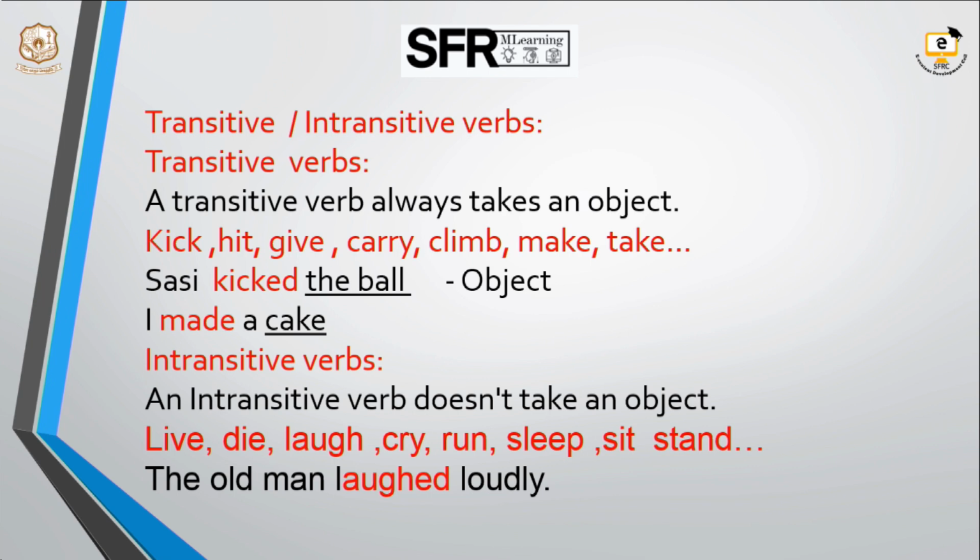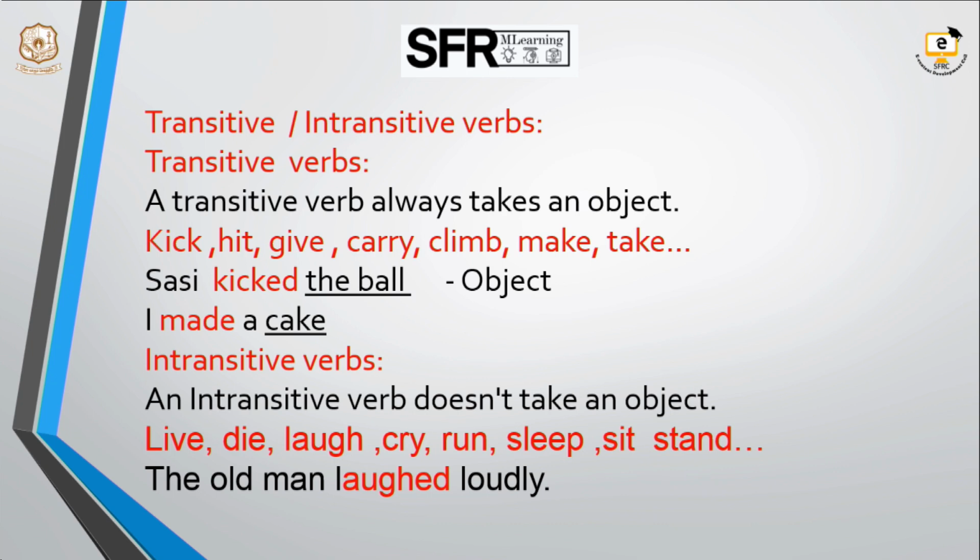Intransitive verb, well, that's a verb that does not take an object. For example, verbs like die, live, laugh, cry, run. These are all intransitive verbs. They don't take objects. For example, the old man laughed loudly. Notice that in this sentence there is no object. We are saying the old man laughed. But then loudly is not a person or thing receiving the action. That's just an adverb that gives us information about laugh.